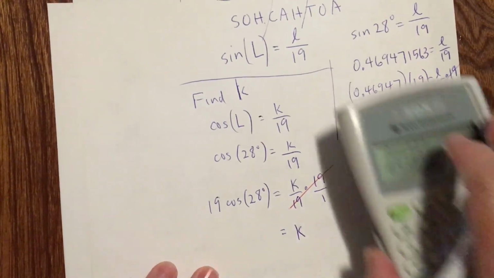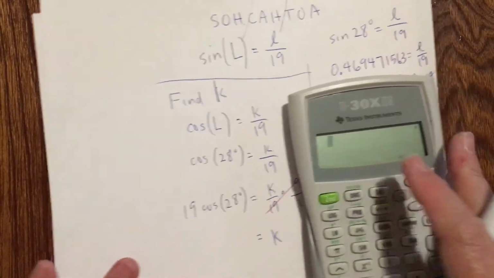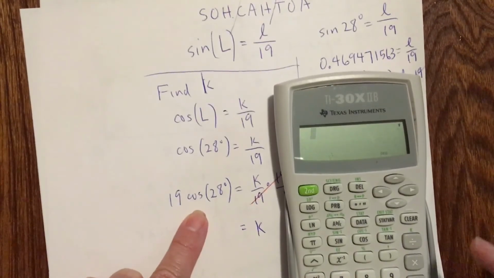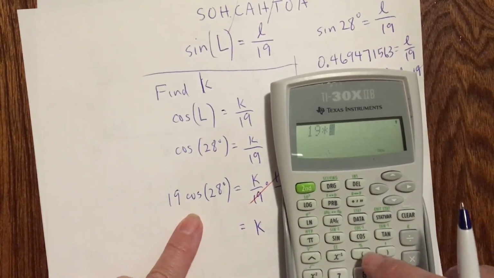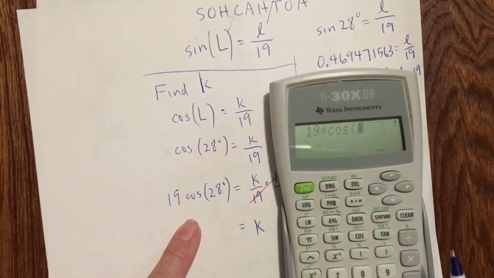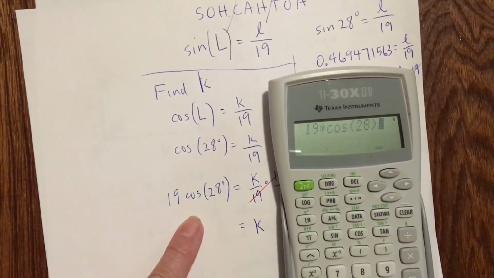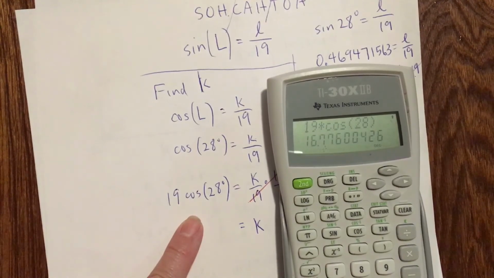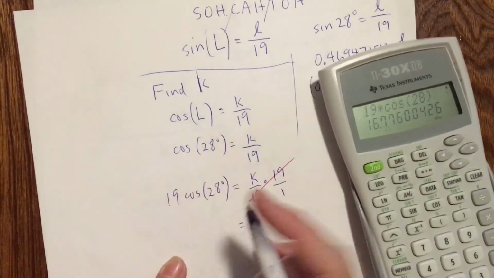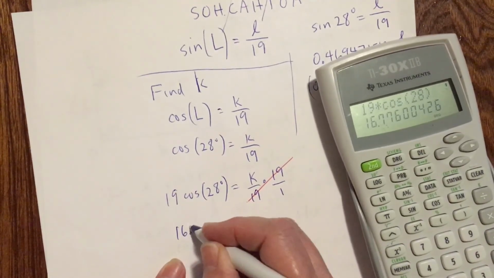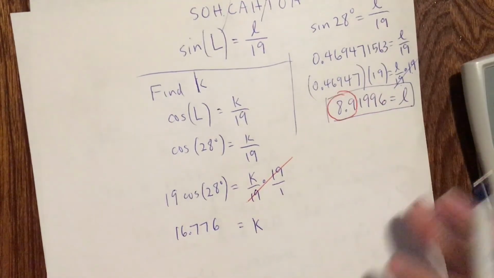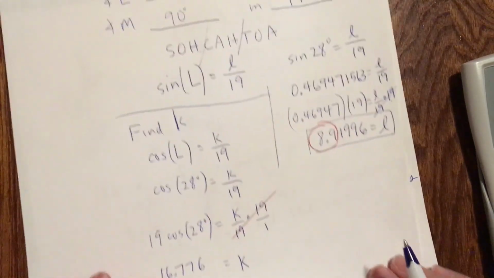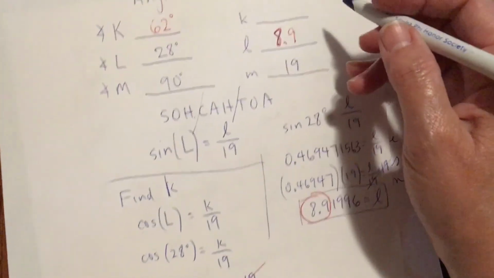On the left side, I will take out my calculator and type this in. 19 times the cosine of 28 degrees. Press equals. K is 16.776. So that would round off to 16.8.